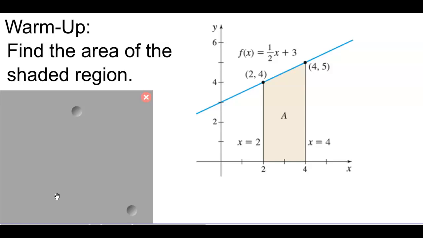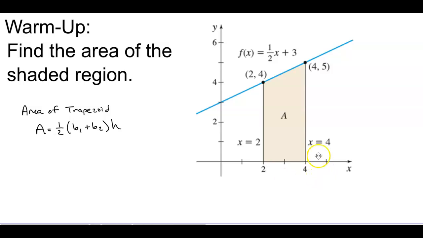I've got a warm-up for you to try. Go ahead and pause the video and press play when you're ready. Okay, so we've got to find the area of the shaded region. Notice it's bounded by the function, the x-axis, and then the two vertical lines at x equals 2 and x equals 4. Those are all key components today with the new idea we're going to be introducing. But we can approach this just as a geometric problem from geometry. Go ahead and find the area of the shaded figure.